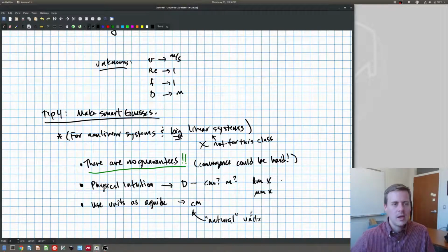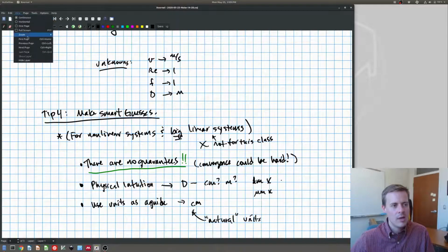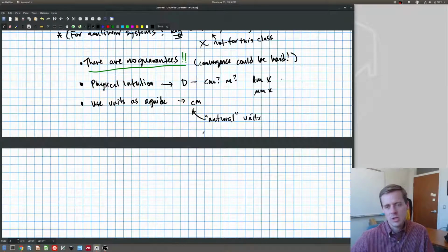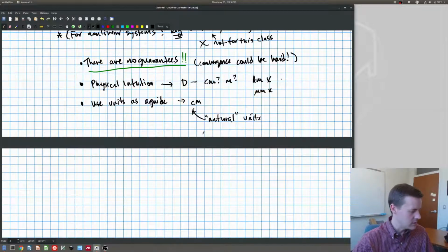If you think about that, it's the same idea as use some physical intuition. So think about what are the natural units that you would express a diameter in. It might be inches or centimeters. So again, that's a way to think about that.